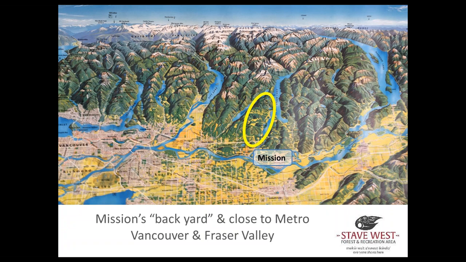You may not know where Mission is. We are what many consider small, but about 40,000 people on the north shore of the Fraser River, about 60 kilometers from Vancouver. Stave West is located on the western shoreline of the Stave Reservoir, and it is half of our tree farm, about 50 square kilometers.